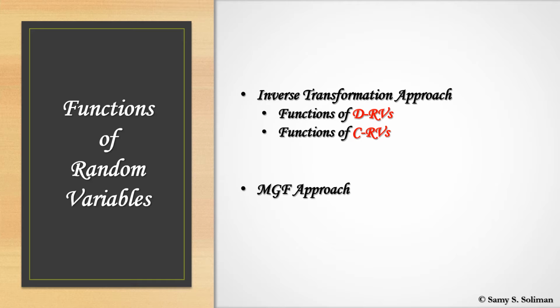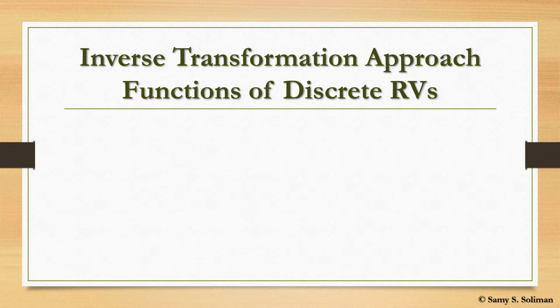So we will start in this lecture with a method called the inverse transformation approach, and we will use it to find the probability distributions of new random variables defined as functions of known discrete random variables. We will do the same for continuous random variables, and finally we will use another approach called the moment generating function approach to find the probability distributions of random variables defined as functions of known random variables. Let's start with the inverse transformation approach, and we will focus this discussion on discrete random variables.